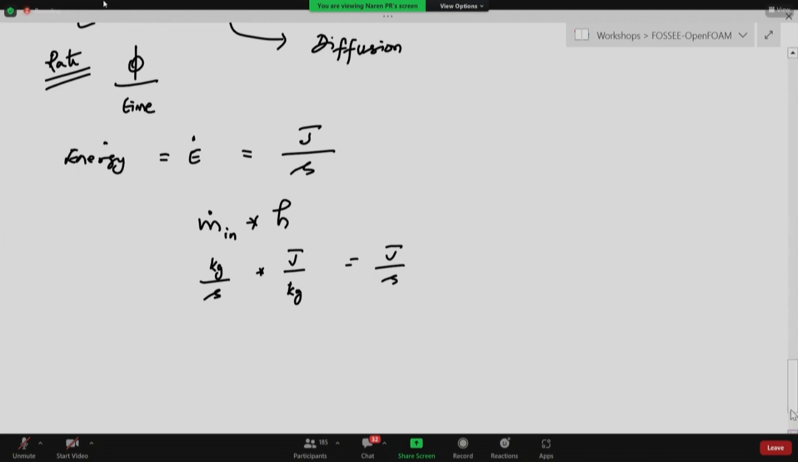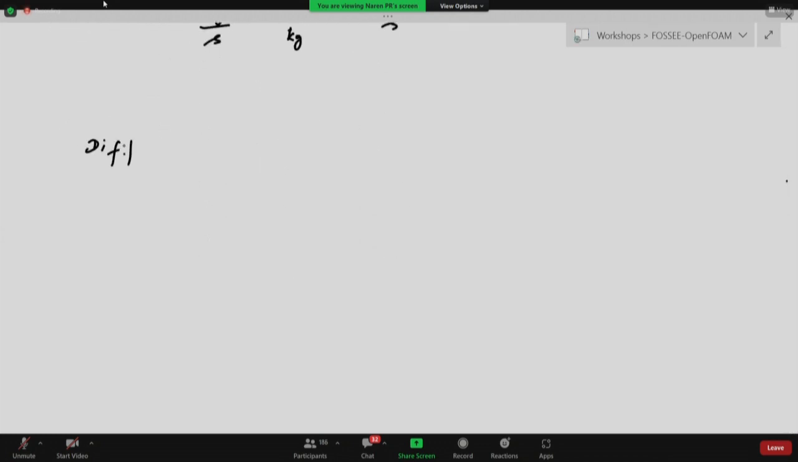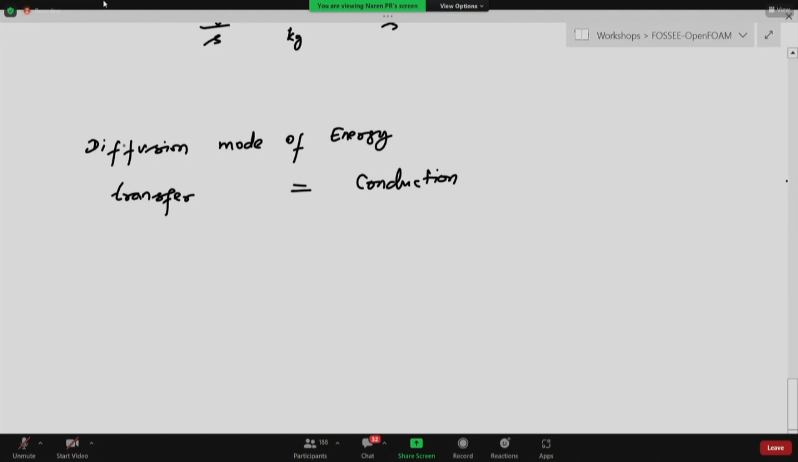Now, what about diffusion? Diffusion is a mode of energy transfer. This is what we call conduction, where we do not really require the fluid to flow, but it is the molecular means of transporting a quantity. Typically, as an example, if you stand near a hot place, you don't need the fluid to flow towards you. You can feel the hotness just because of conduction, because the molecules hit you, and in hitting you, they convey the energy.